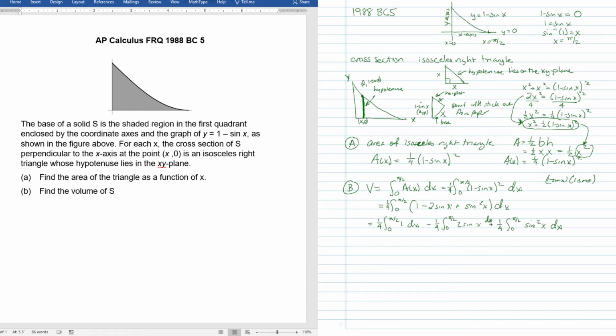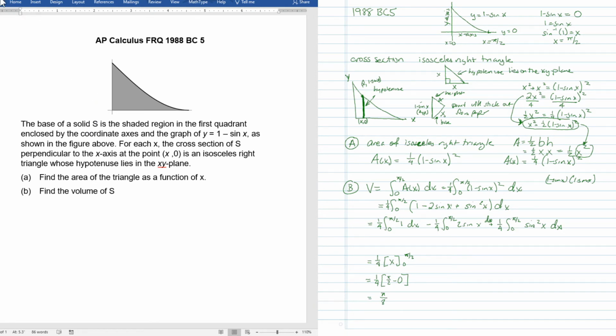Well, the first one, and I'm going to just jump down here a little bit, is pretty straightforward. The antiderivative of 1 is x, and that would mean that this piece is going to be 1/4 times pi over 2 minus 0, and that works out to be pi over 8.